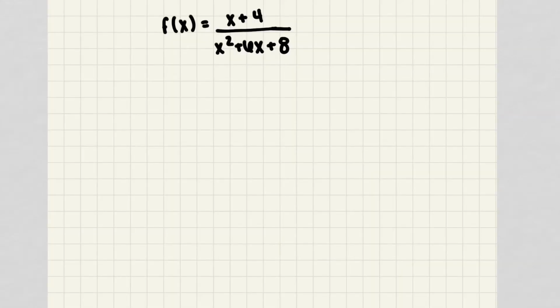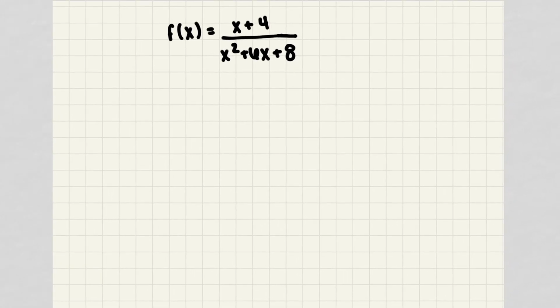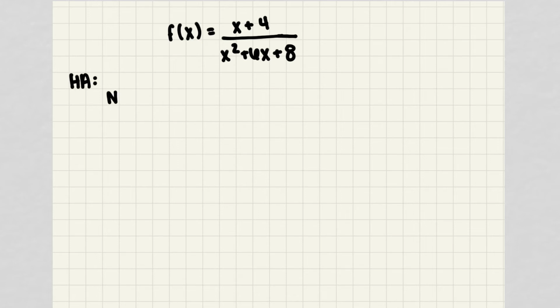Alright, so the second example we're going to do is x plus 4 over x squared plus 6x plus 8. The process stays the exact same. There's just one situation that really changes here, and that's the horizontal asymptote. So the first thing I'm going to do is that horizontal asymptote. Again, I'm going to compare the numerator degree to the denominator, and when I say the degree, I'm talking about the highest exponent.